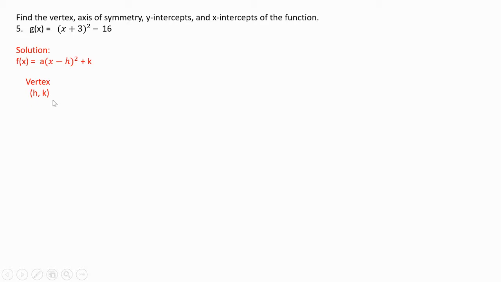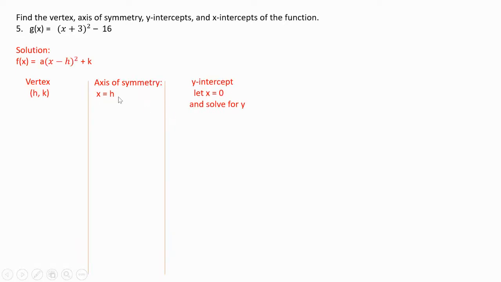Okay, my vertex is (h, k). So (h, k) is my vertex. If you notice, this is x minus h. So if it's minus here, then h is positive. If it's plus here, then h is negative. That's like a hint or heads up. The axis of symmetry will be x equals h. So whatever h is, that's my axis of symmetry, x equals h.